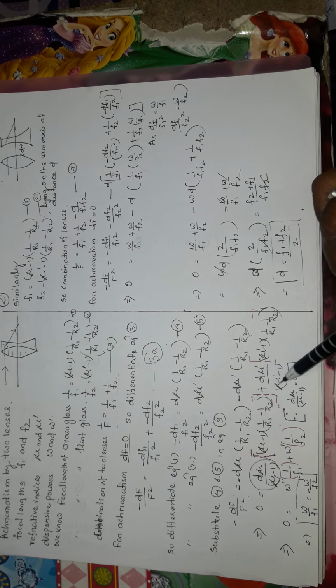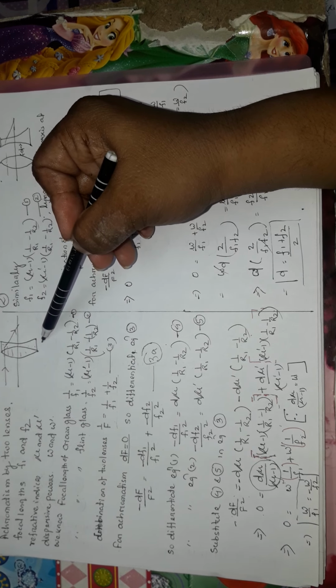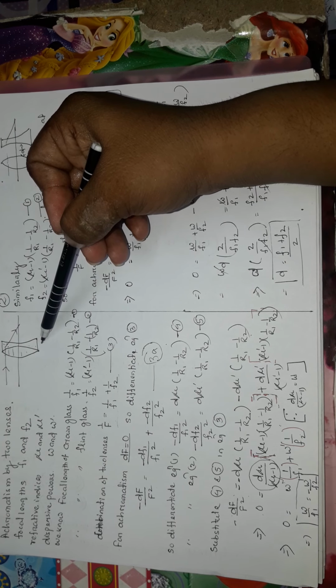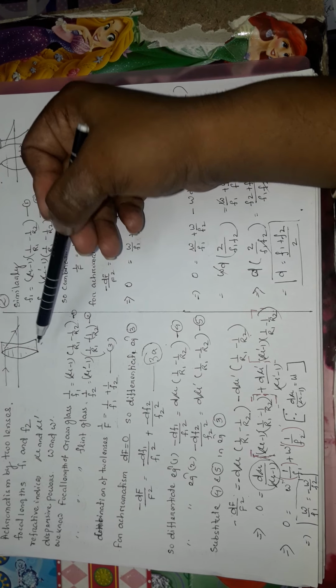So for achromatism, df should be 0. So I substitute 0 in the left hand side. The equation will be reduced to omega by f1 plus omega dash by f2 equal to 0. So omega by f1 is equal to minus omega dash by f2. This is the condition of achromatism when two lenses are combined.